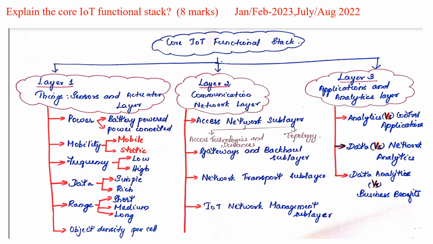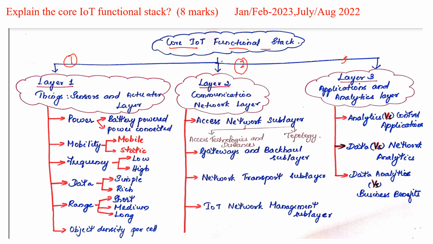Since this topic is very lengthy and we have to cut it short to 8 marks, I have just made an overall picture of the contents of this topic, so that it will be easy for you to remember for the exam. So first we are going to see the three layers of the core IoT functional stack. The core IoT functional stack consists of three layers, that is layer 1, layer 2 and layer 3.